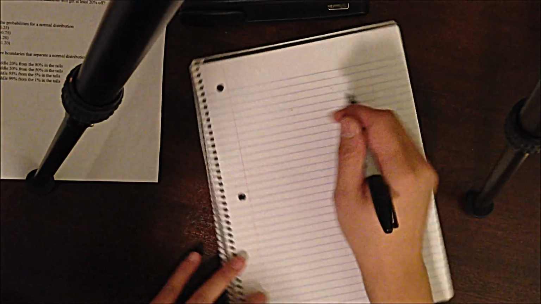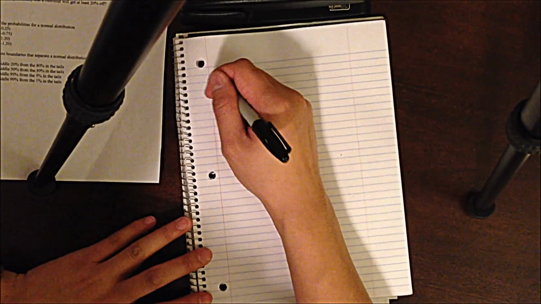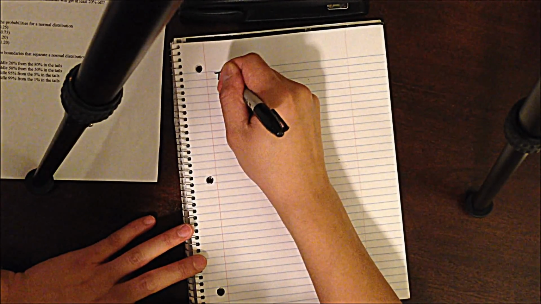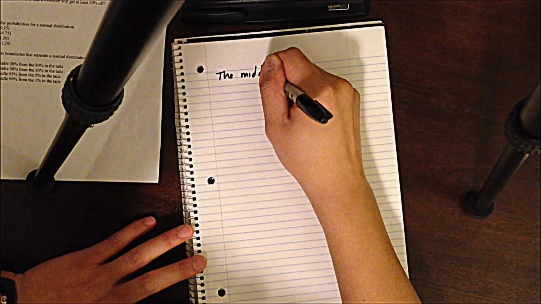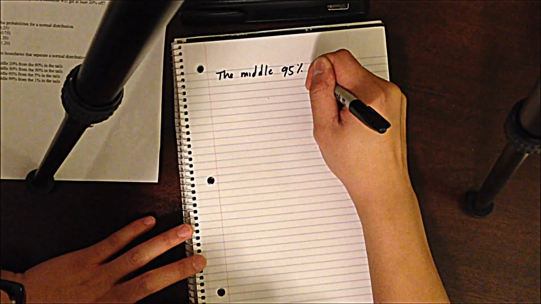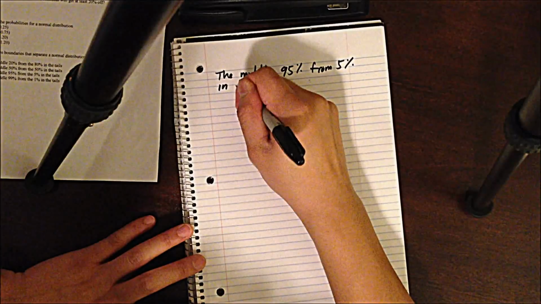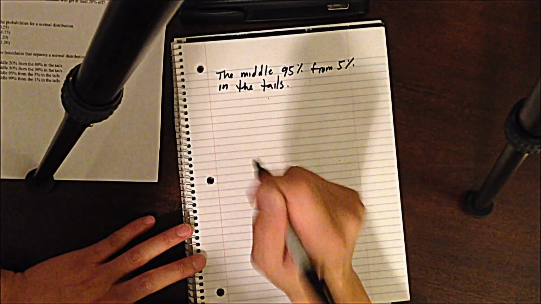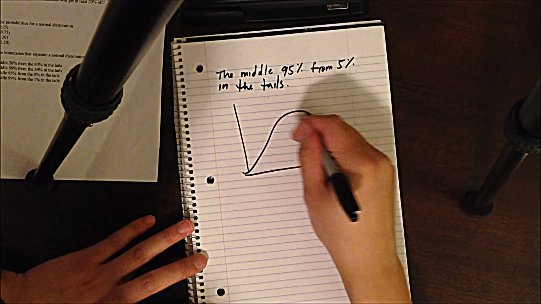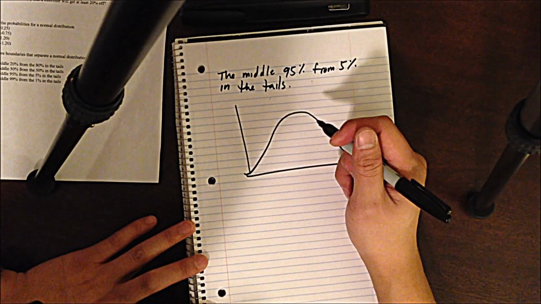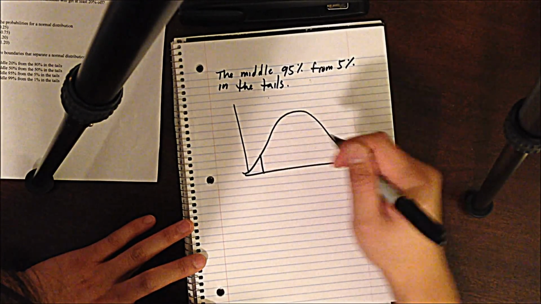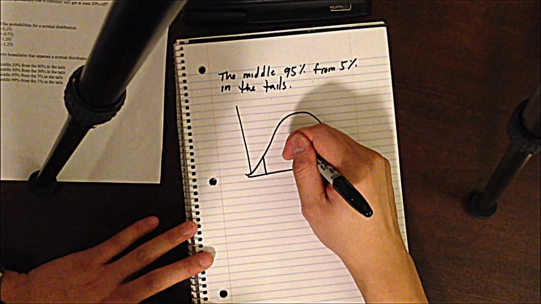Let's try another one. So this one asks, find the z-score boundaries that separate a normal distribution as described in each of the following, which is the middle 95% from 5% in the tails. So I'm going to draw my curve again. Always draw your curves when you're stuck. It helps me every time, until you're able to do it in your head.